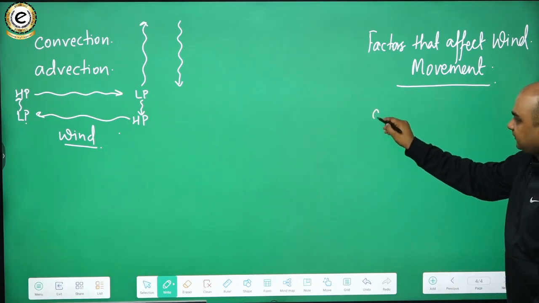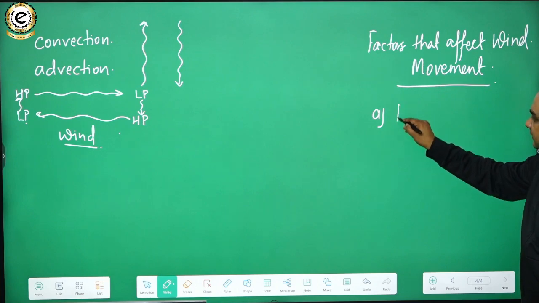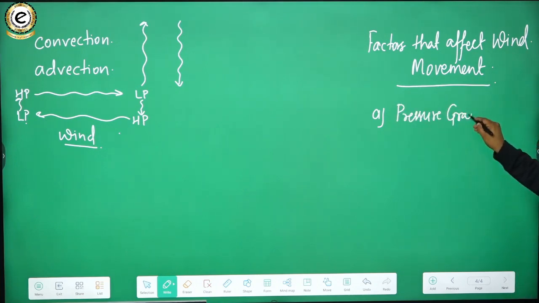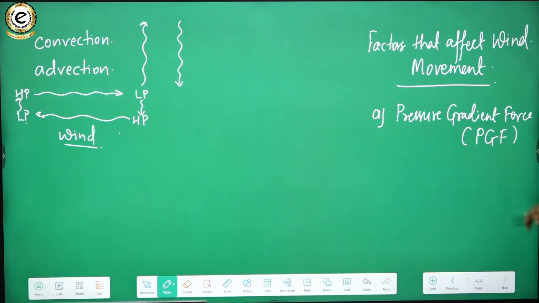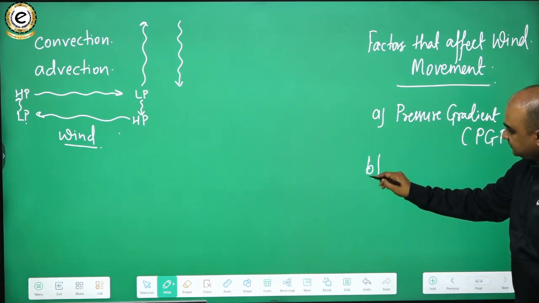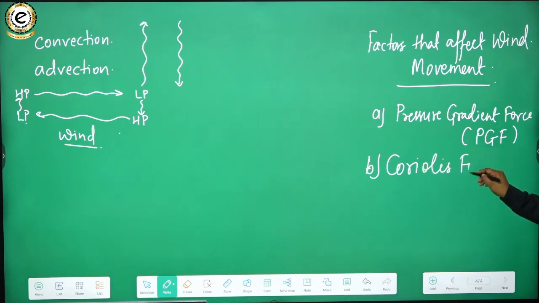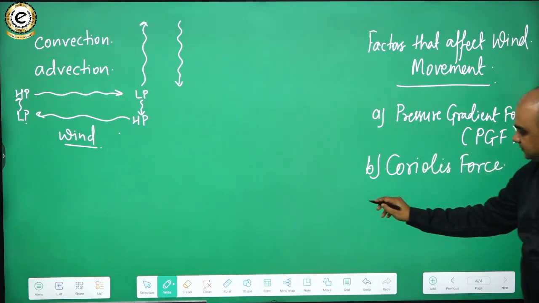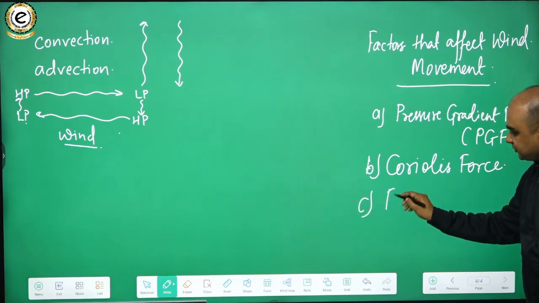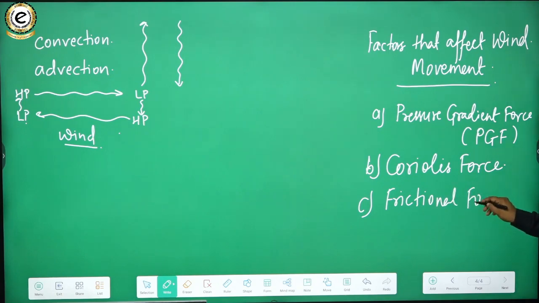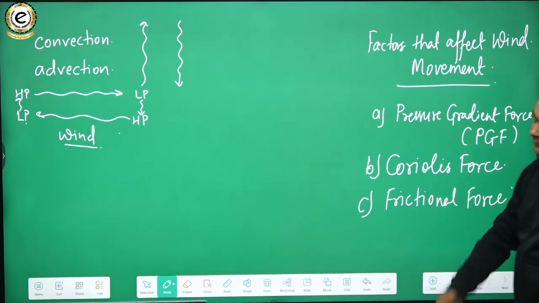So there are three factors. First is the pressure gradient force, or we call it the PGF. Second is the Coriolis force, and third is the frictional force. We'll take all of them one by one.